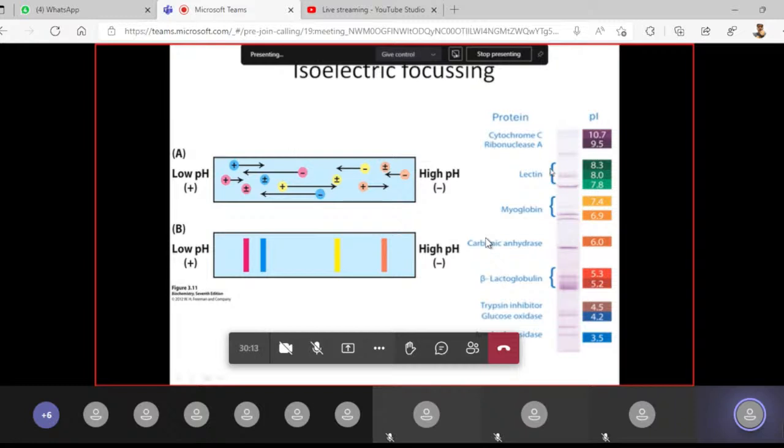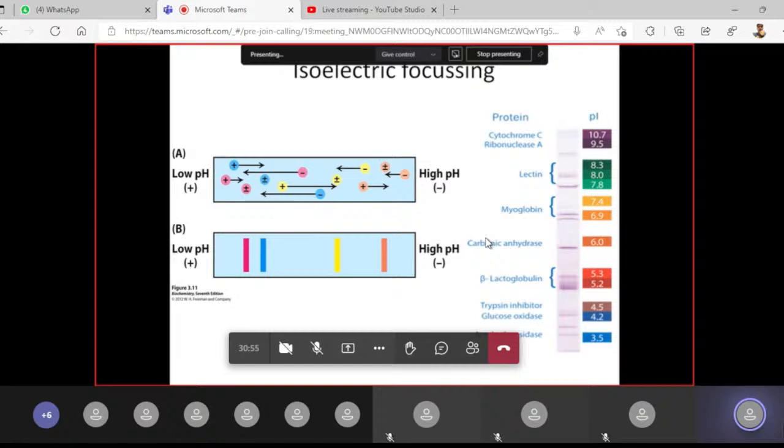So they have given you an example here. These are the various enzymes and proteins: cytochrome C, ribonuclease, lectin. See what their isoelectric points are. They will form a band at the respective pH which is equal to their isoelectric point. So remember that in the case of isoelectric focusing, you will have gels which have varying pH, which is formed using chemical components known as ampholytes. How do you get varying pH? By using chemicals known as ampholytes.